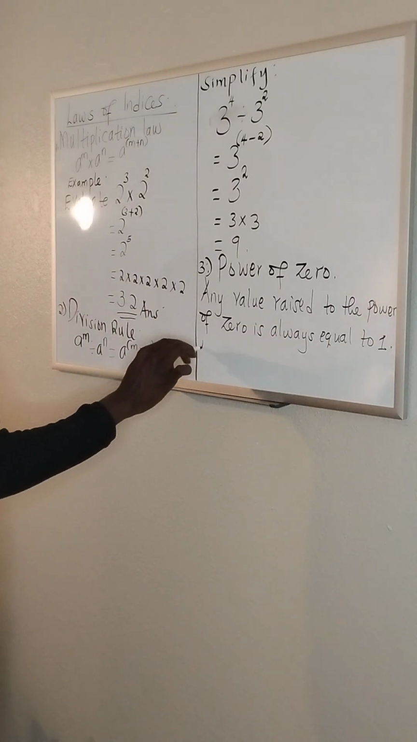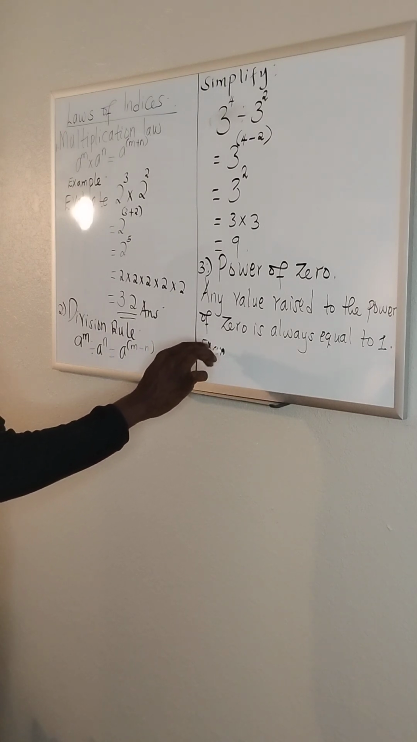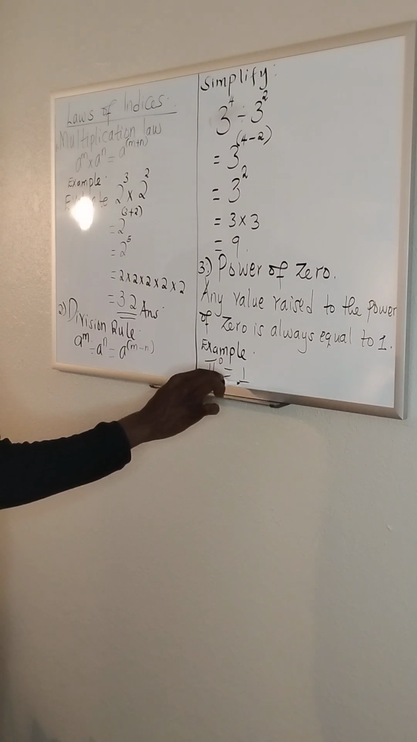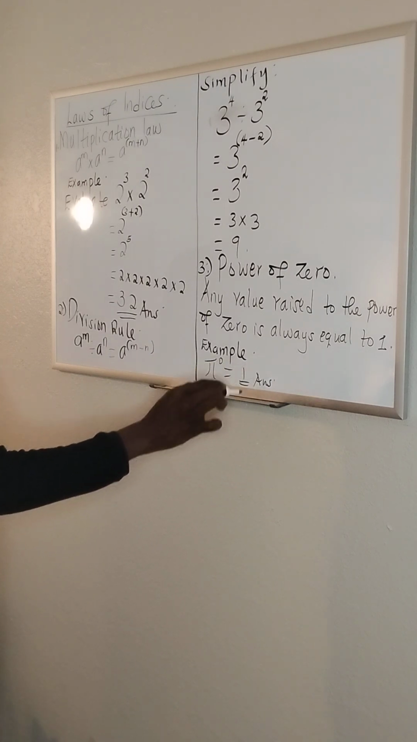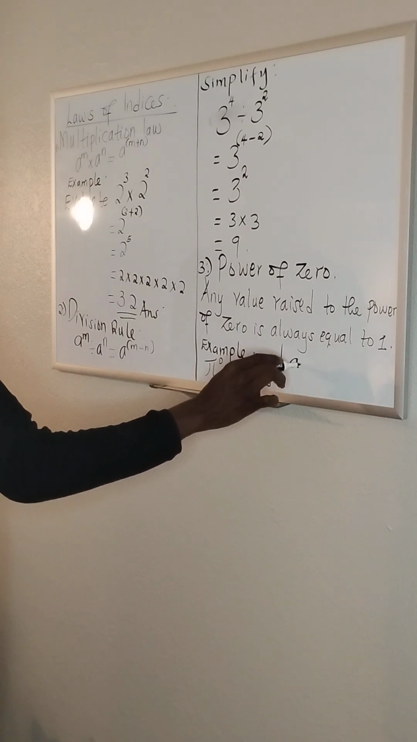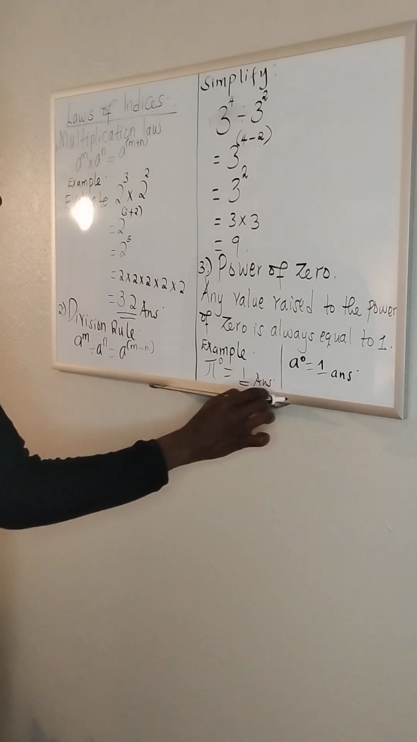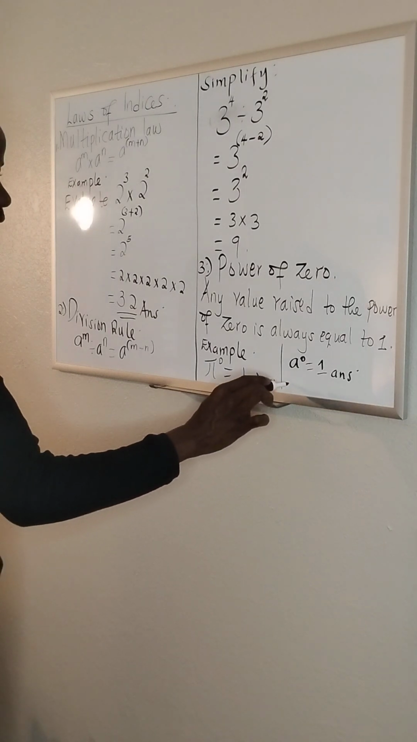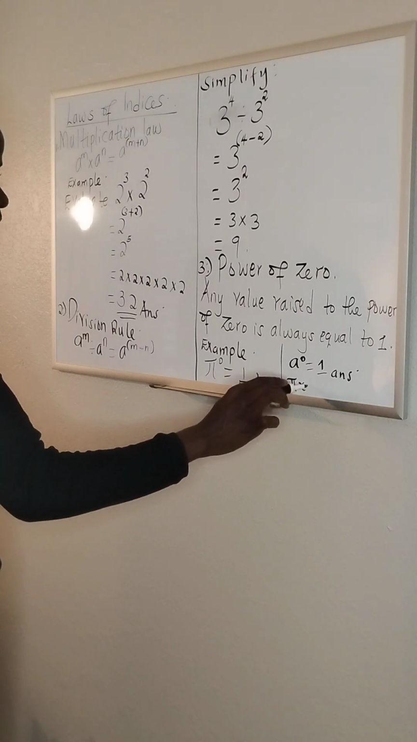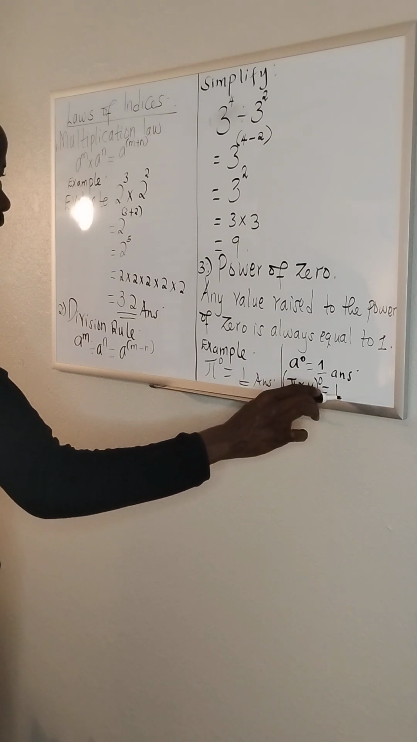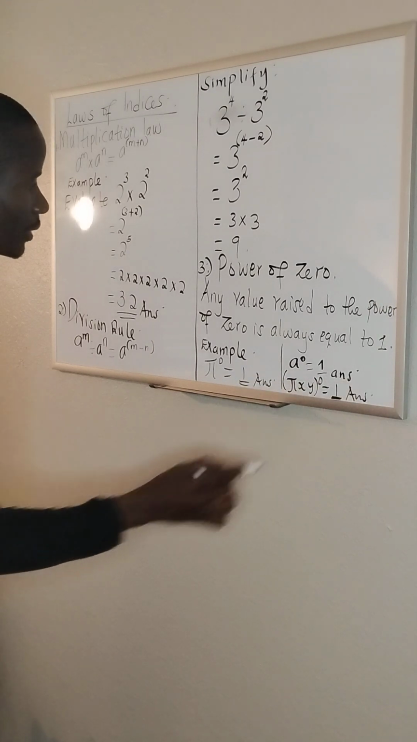Therefore, example, evaluate using the letters first. Any value raised to the power of 0. Example, pi raised to the power of 0. The answer is just 1. Example 2, a raised to the power of 0. The answer is 1. Any number you think of raised to the power of 0. Even if I was to talk about pi x y in brackets, everything raised to the power of 0, the answer will be 1. So that is it.